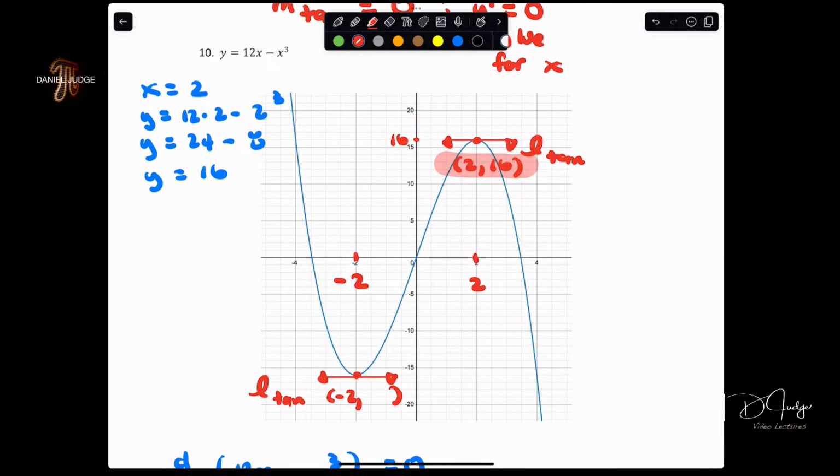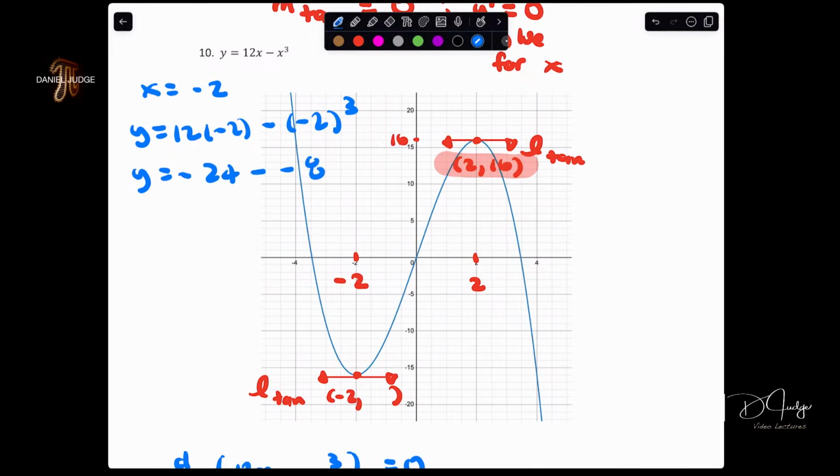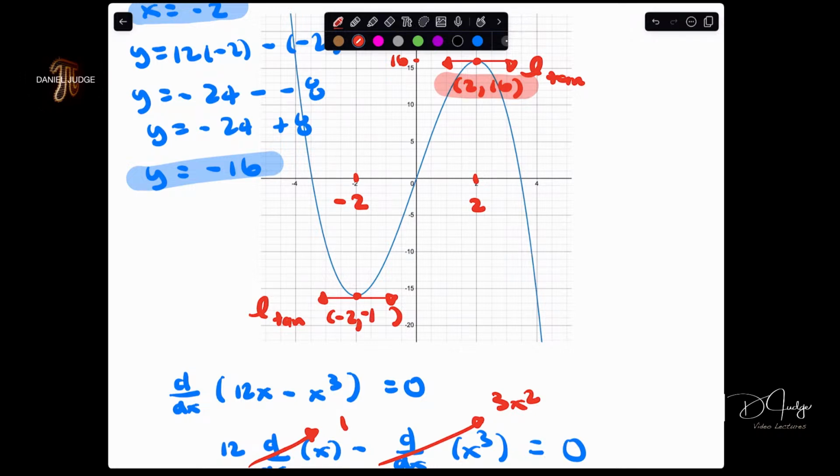Now, let's find x is negative 2. We're going to do the same thing, but now for x being negative 2. So x is negative 2. That means y is 12 times negative 2 minus negative 2 cubed, or y is negative 24 minus a minus 8. y is negative 24 plus 8. Negative 24 plus 8 is negative 16. So x is negative 2, y is negative 16. There, it does look like that's negative 16 down here. All right, looks pretty good.